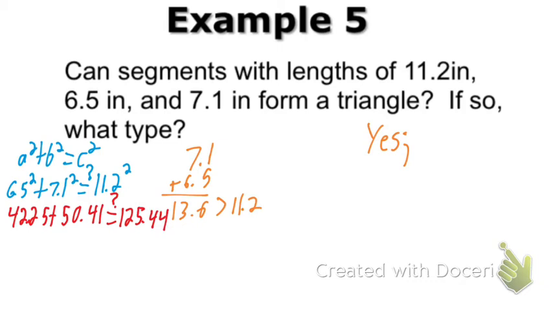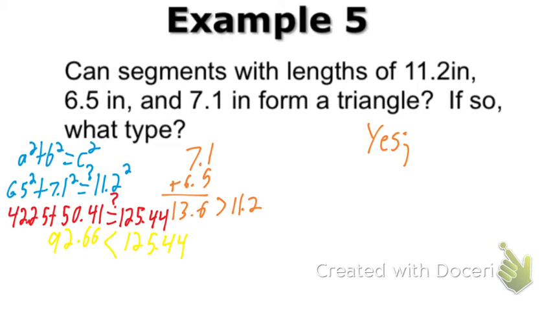So now we add these together and we say, okay, well, what is it? So what's 42.25 plus 50.41? 92.66. Very good, Presley. Now, what is that compared to 125.44? It's less than it, right? So is C squared bigger or smaller than A squared plus B squared? Bigger. C squared is bigger.